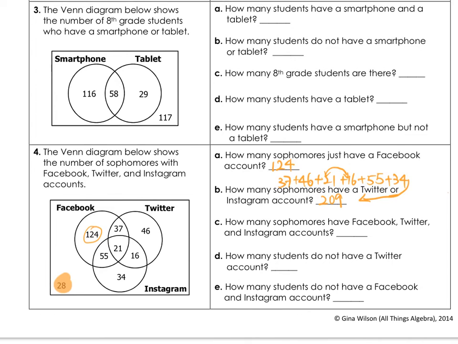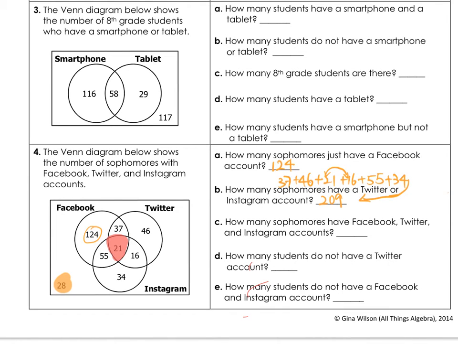All right, C. How many sophomores have Facebook, Twitter, and Instagram accounts? So we're looking very specifically for an area that overlaps all three. And if you look carefully, it's this little red corner here. These 21 kids in there, they have all three. They're part of the Facebook circle, they're part of the Twitter circle, and they're part of the Instagram circle.